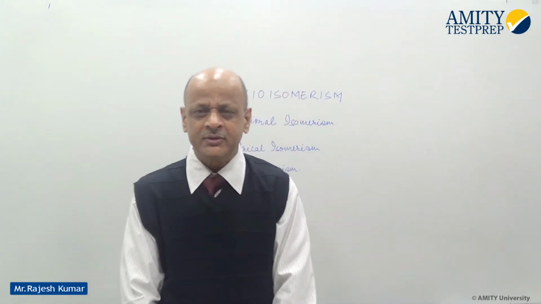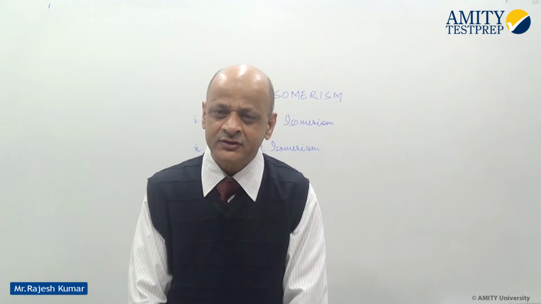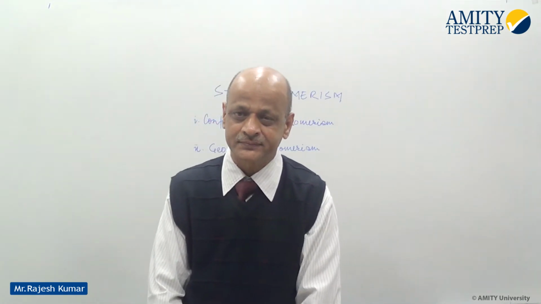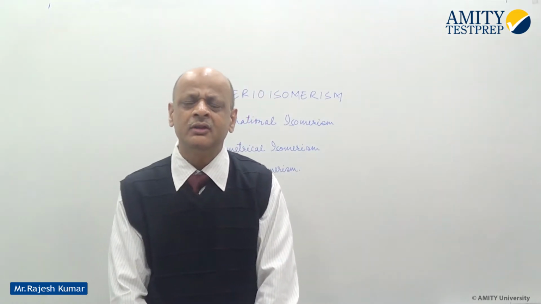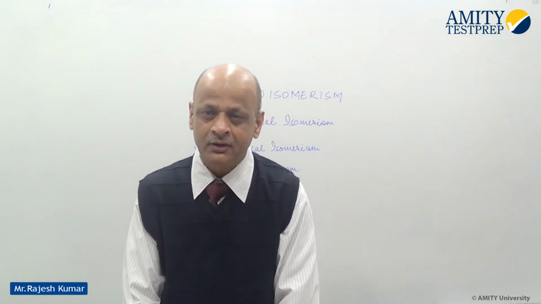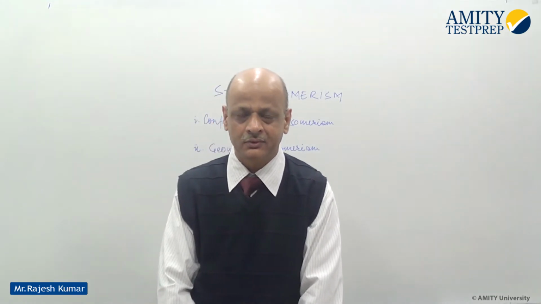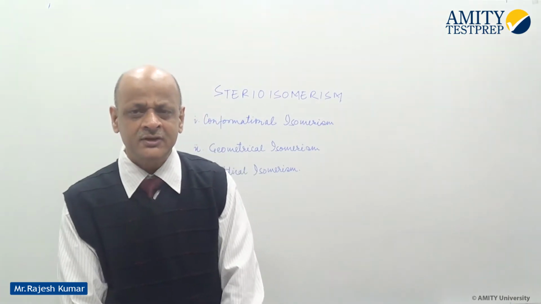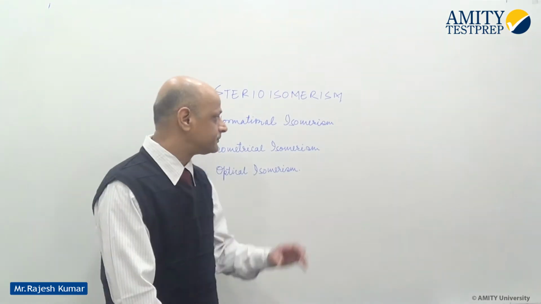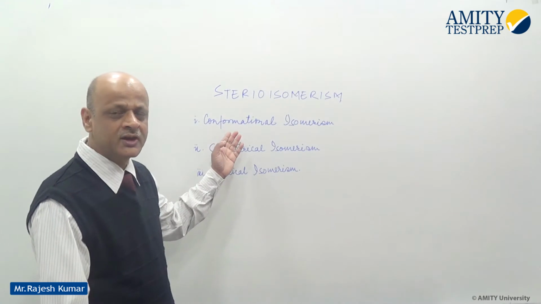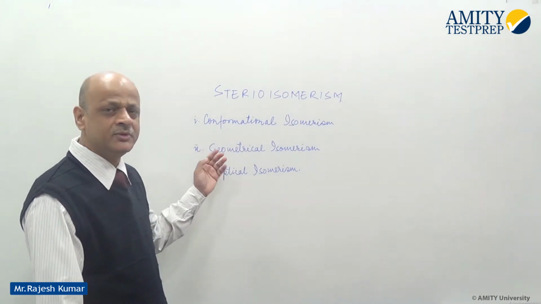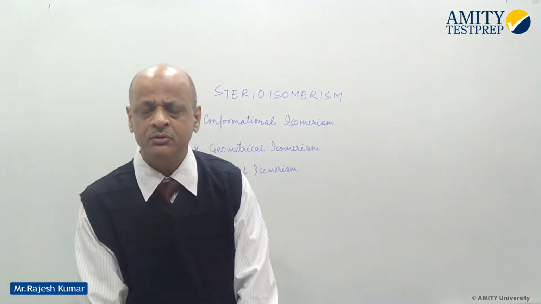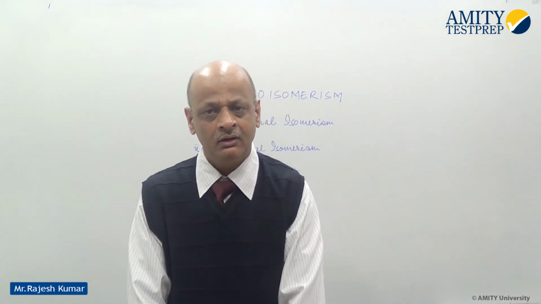It is a type of isomerism in which the molecules differ in respect of the arrangement of groups or atoms in three-dimensional space. That is, they differ in their configuration, not in their constitution. Stereoisomerism is further of the following three types: conformational isomerism, geometrical isomerism, and optical isomerism. One by one, we are going to discuss each one in detail today.